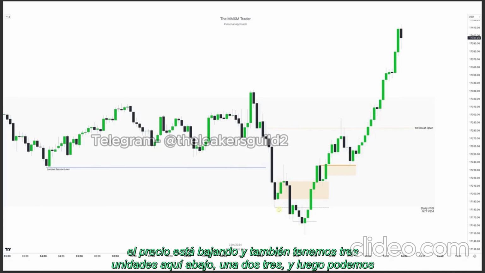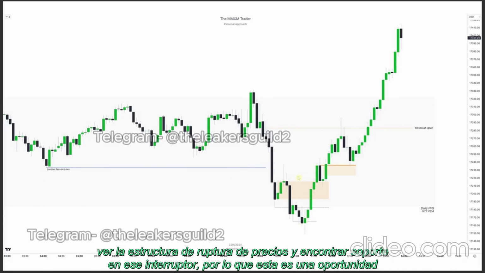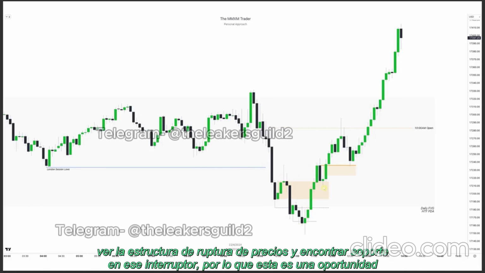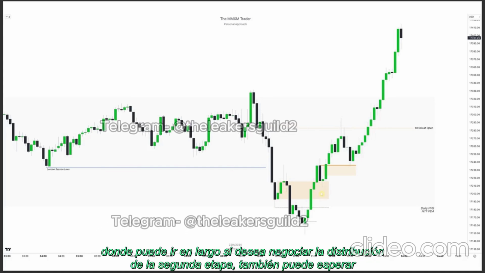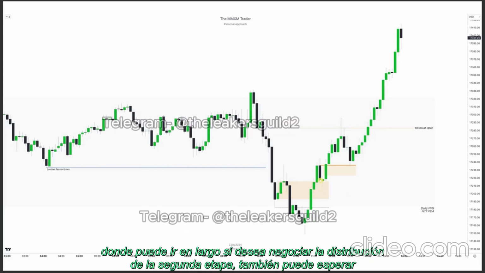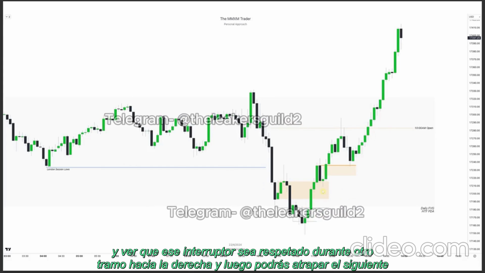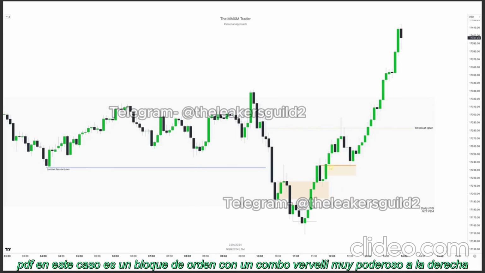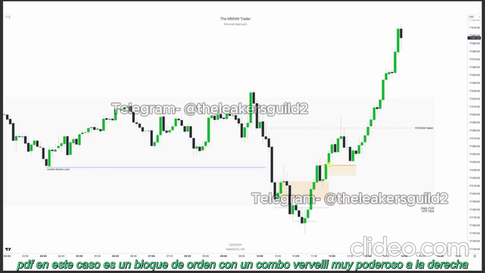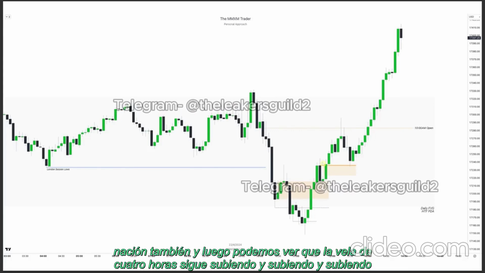1, 2, 3. And then we can see price breaking structure and finding support on that breaker. So this is an opportunity where you can go long. If you want to trade second stage distribution, you can also wait and see that breaker be respected for another leg up, right? And then you can catch the next PD array, and in this case that is an order block with a fair value gap, right?